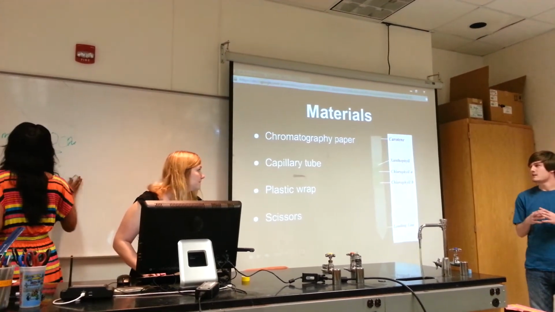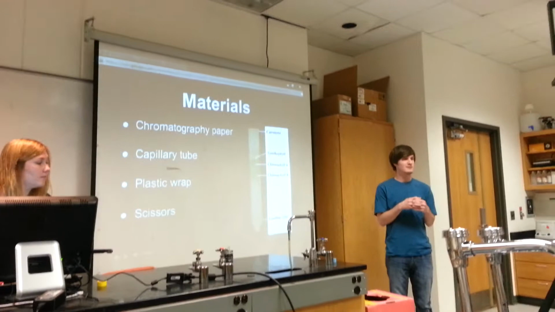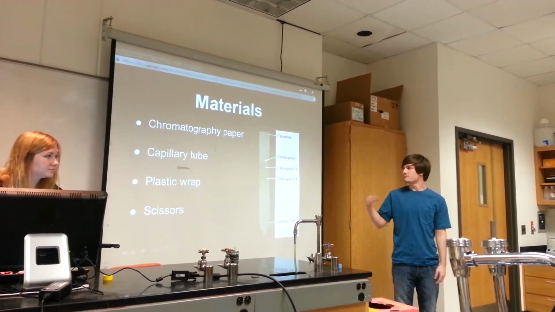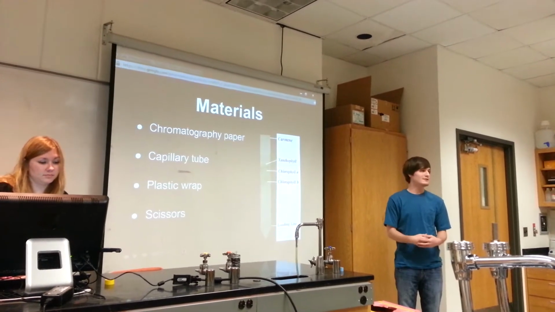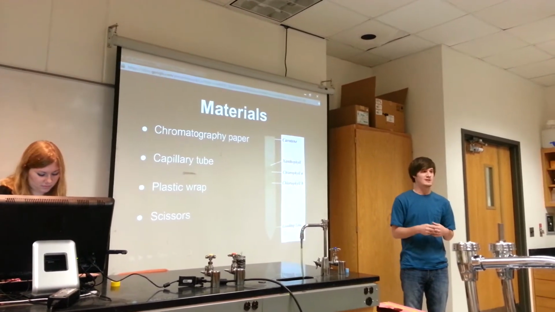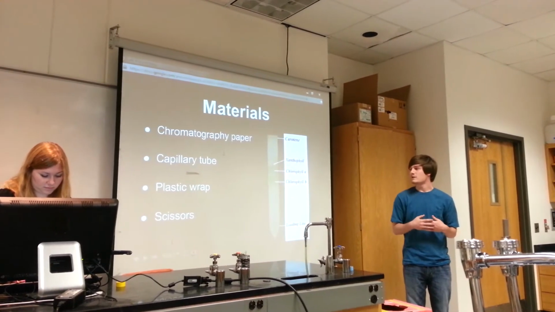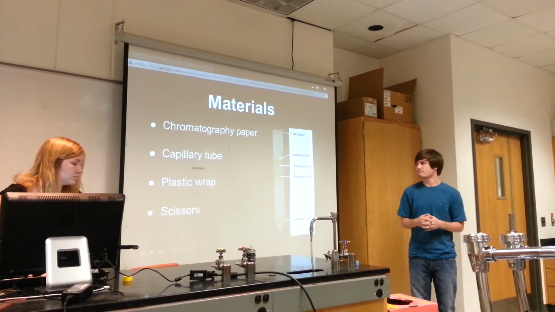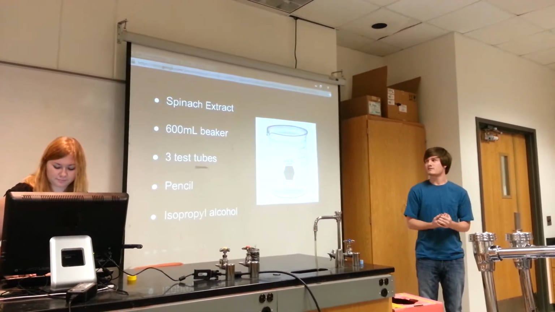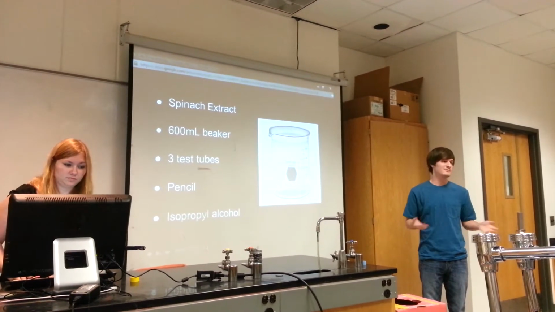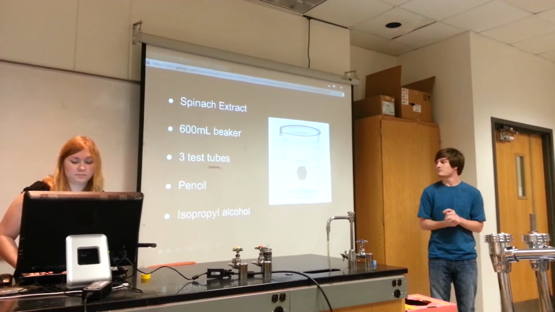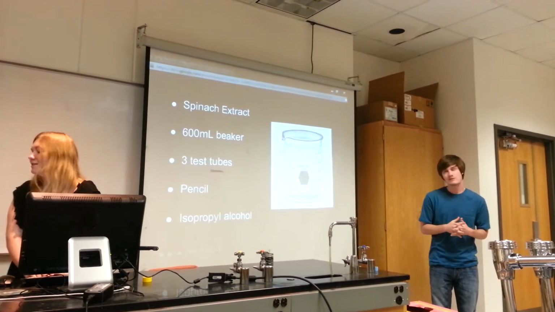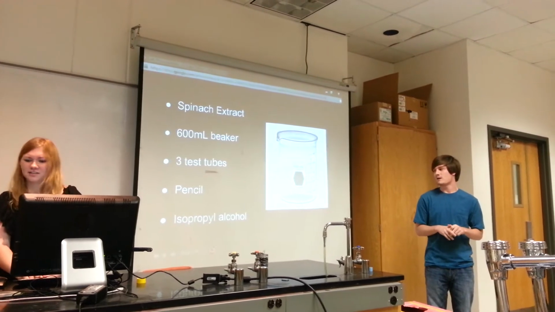You first need to have chromatography paper, which is the little white square that we have. It'll absorb the pigments. And then you'll have your capillary tube, which helps with the spinach extract, pulling it up, your plastic wrap, which goes over the beaker, and then some scissors for the extraction. Your spinach extract, you need a 600 milliliter beaker. Well, it can really be any beaker, because it only needs a little bit of solution. But you have 3 test tubes, which will help with the extraction of the pigments, a pencil, and the isopropyl alcohol.